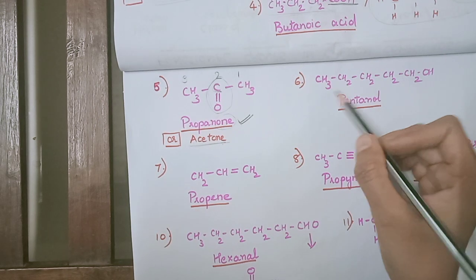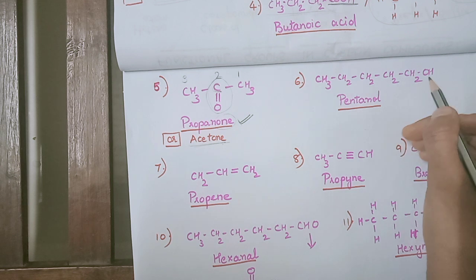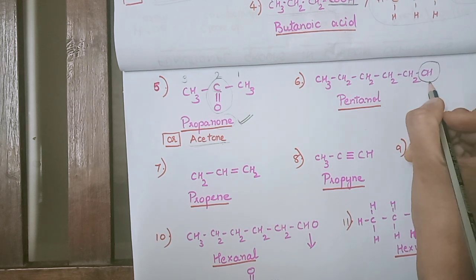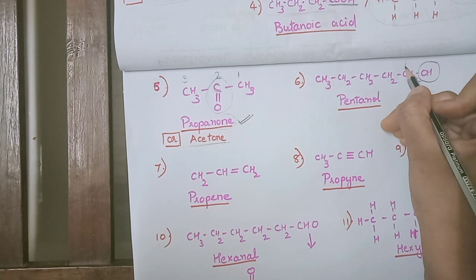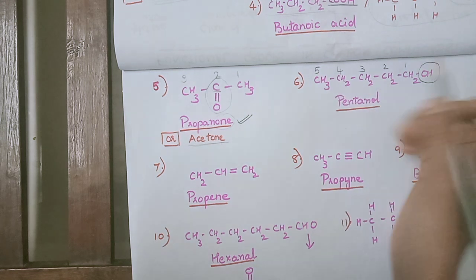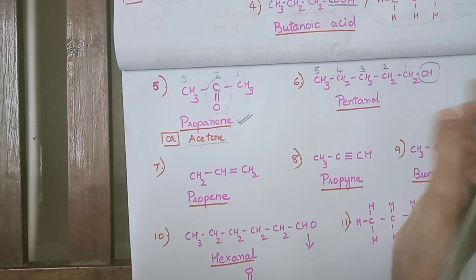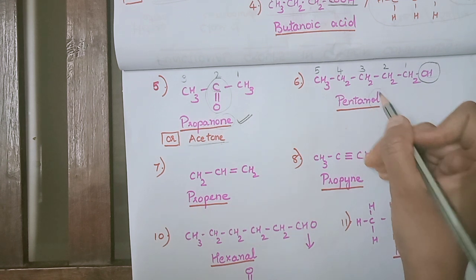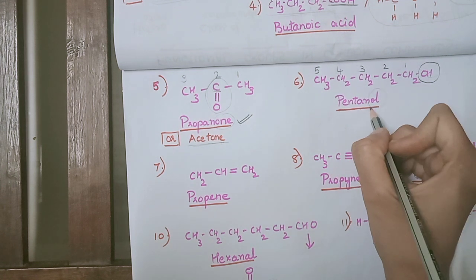Next, again you first identify the functional group. OH, that means it is an alcohol. You will go with the counting 1, 2, 3, 4 and 5. So 5 means pent, and OH is alcohol, so you will be using the suffix -ol. So pentanol.